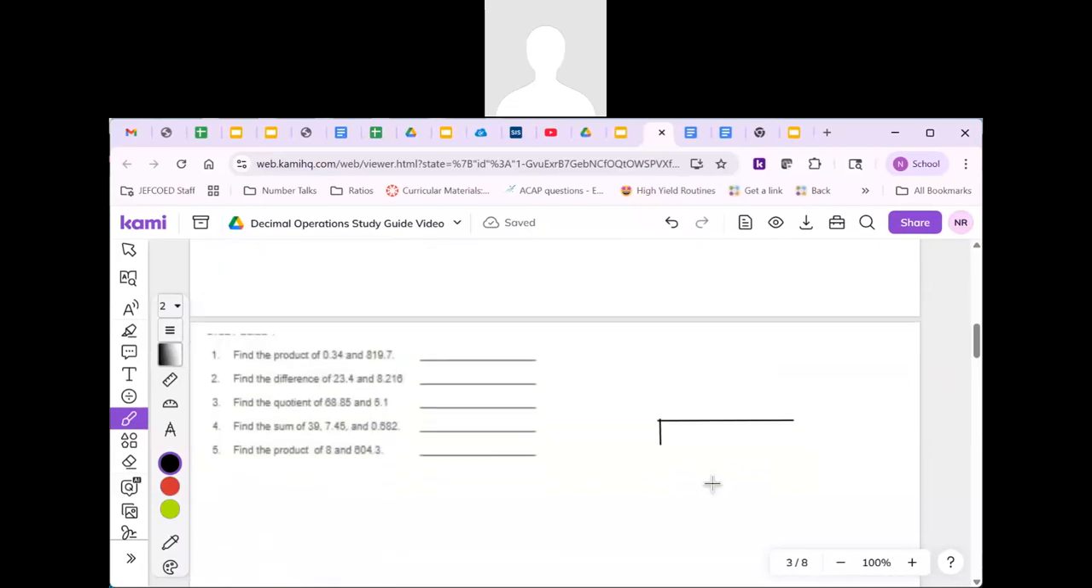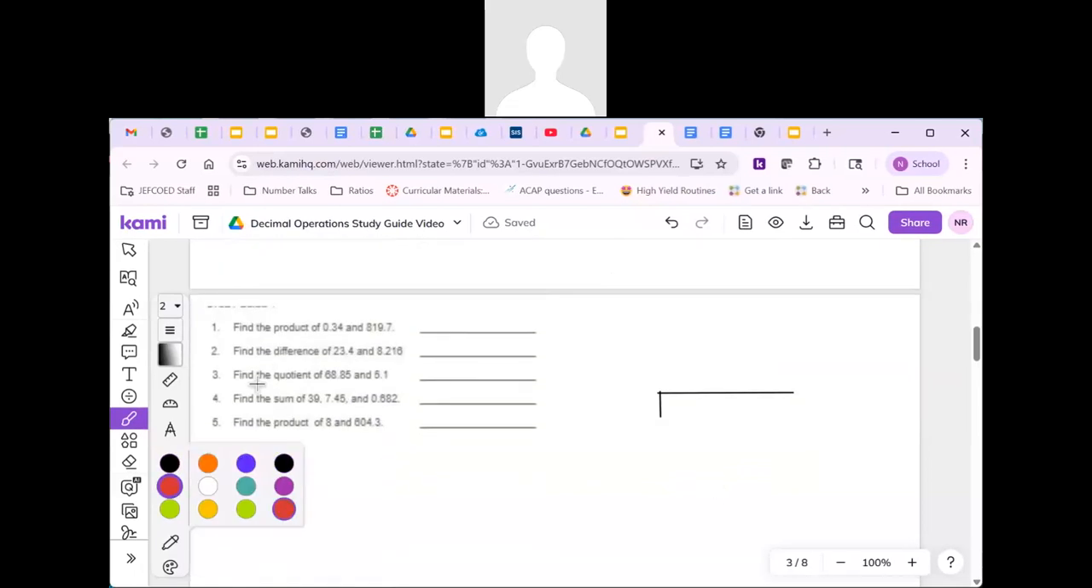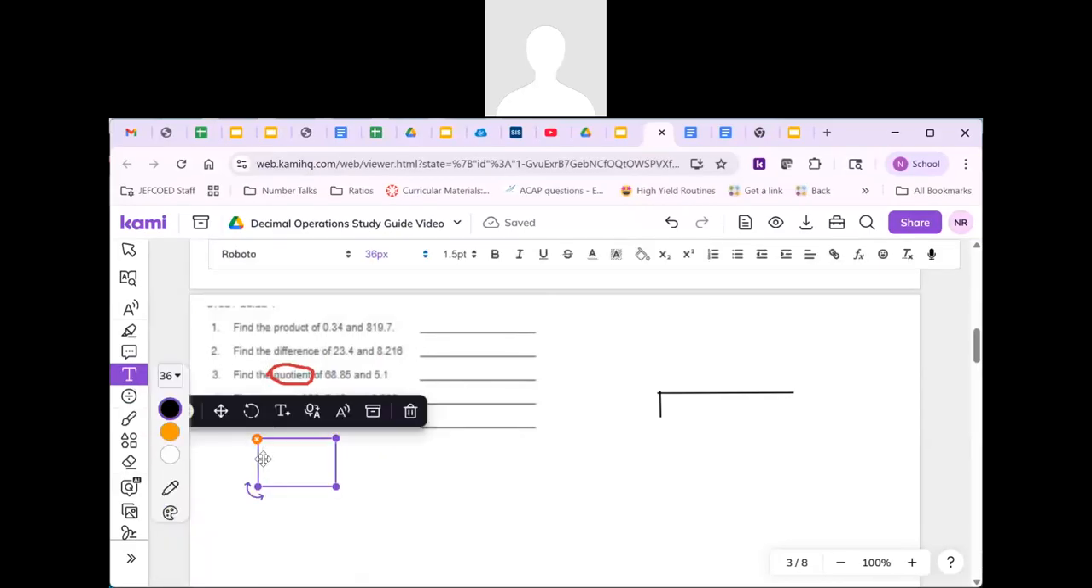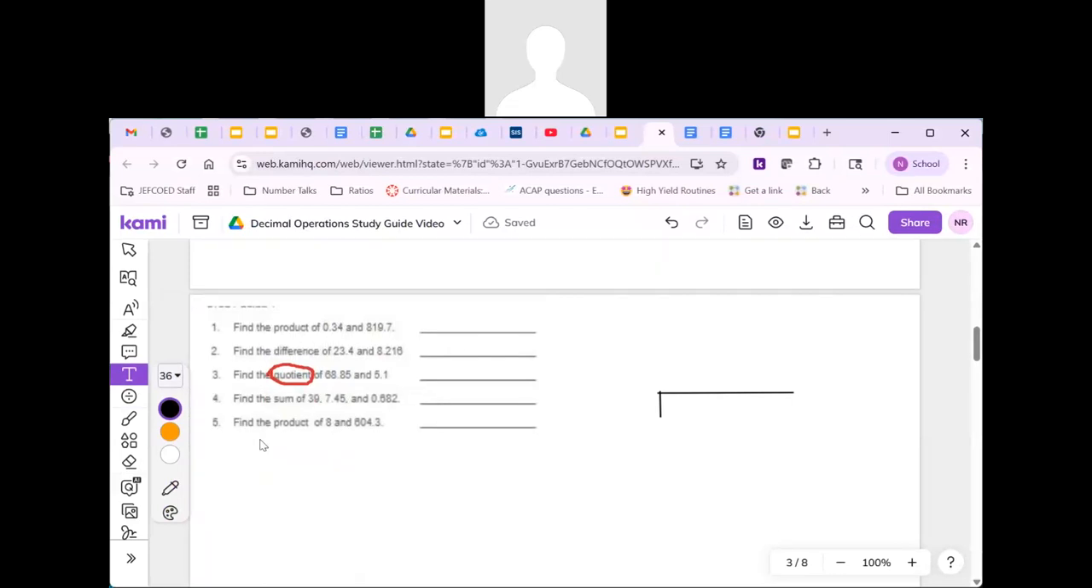Okay, the next one is a quotient. We should definitely know what quotient means because we have been doing it so much. Quotient is an answer to a division problem. So for this one, I am dividing 68 and 85 hundredths by 5 and 1/10. I'm going to type the answer very quickly. It is 13 and 5/10. If you didn't get that, watch me.